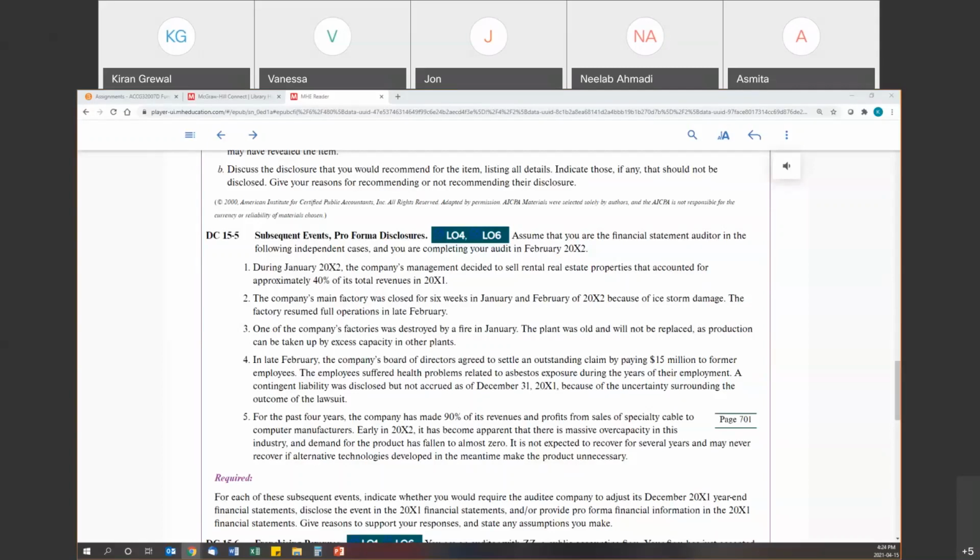When we say adjust, that means to go back and adjust the previous statement. Yes, the December 31st, 2021 statement. So these are subsequent events that happened before the financial statements are finalized. So there's still time to make an adjustment if required.